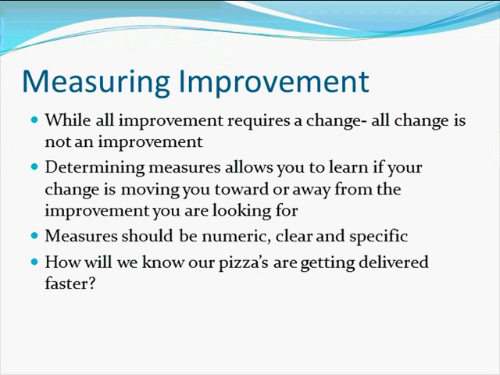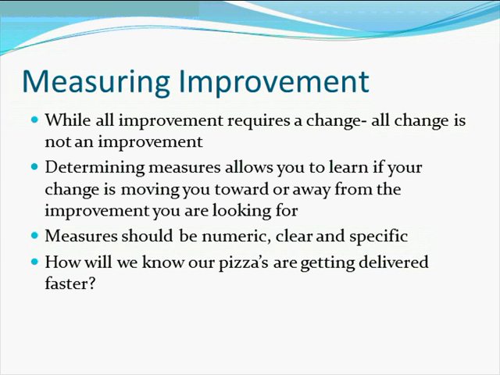So as we talked about, in improvement work, we're really trying to seek usefulness and not perfection. We really want to have a clear and specific operational definition as to what we're trying to focus on. So in order to do that, we really need to measure our improvement. And so this is one key point that I really want to make as you go through your process maps and you think about how this applies to quality improvement, that while all improvement requires a change, all change is not an improvement.